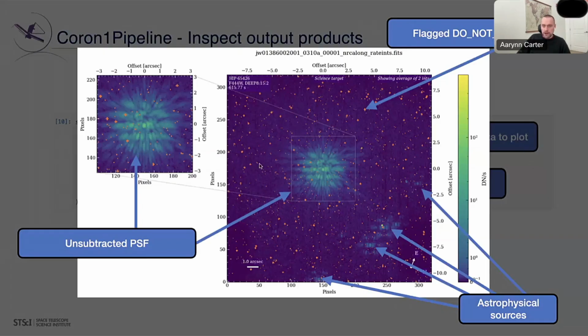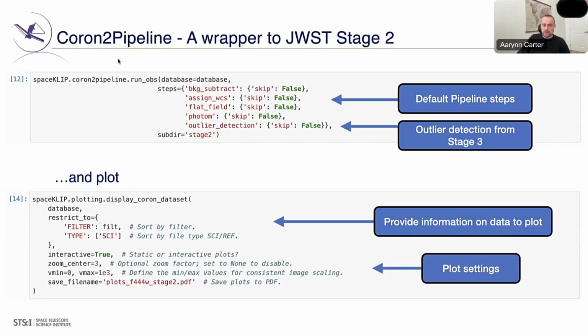So with that, obviously this looks a bit messy. Maybe we want to handle these do not use pixels in a certain way. There's also some bright pixels hanging around that could be leftover cosmic rays that we might want to correct. So that's where we go to the next stage, to the Coron2 pipeline. So we run this. Again, it's the default JWST pipeline with a few different steps. We've also pulled forward this outlier detection step from stage 3 to run right now in the Coron2 pipeline.